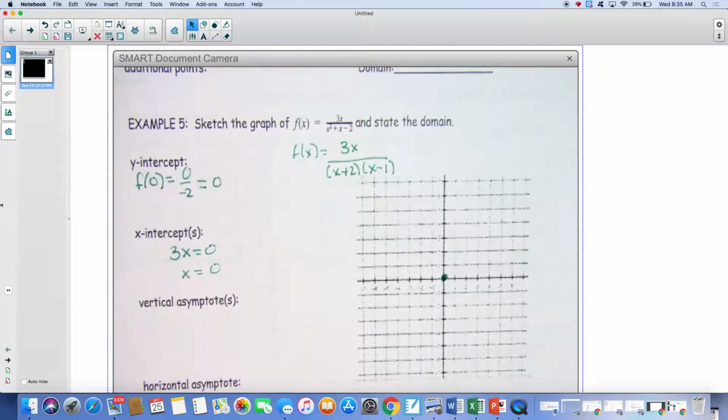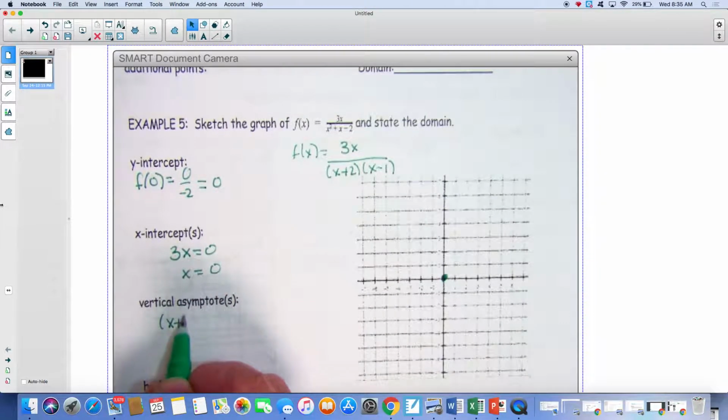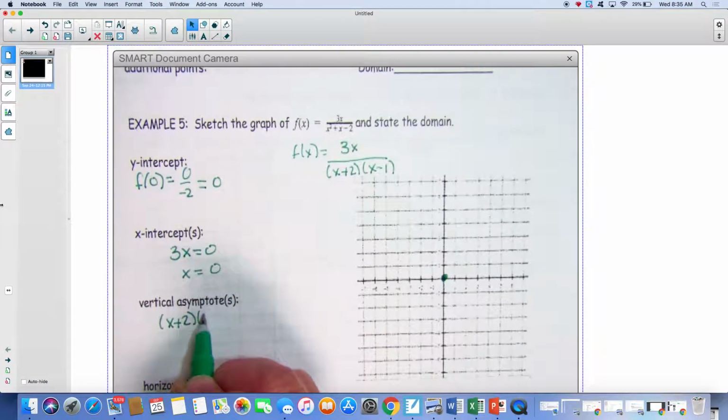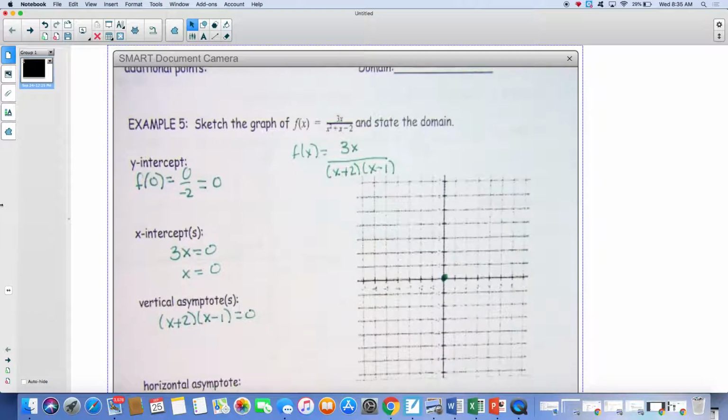Where do I find vertical asymptotes? Where the denominator equals 0. So that's at negative 2 and 1.